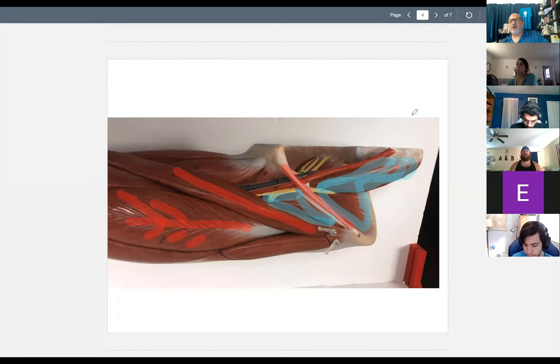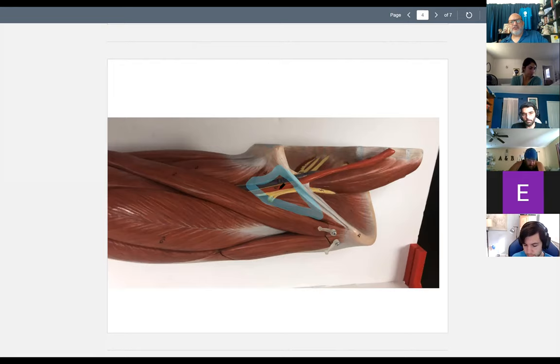Notice this iliopsoas helps to form, along with the inguinal ligament and the sartorius, this region that is known as the femoral triangle. From a clinical standpoint, if you've ever worked as an EMT or an emergency room nurse, if someone comes in with major wound in leg injuries where they're losing a lot of blood and you're not able to put a tourniquet on it, what you do is you palpate this inguinal triangle.